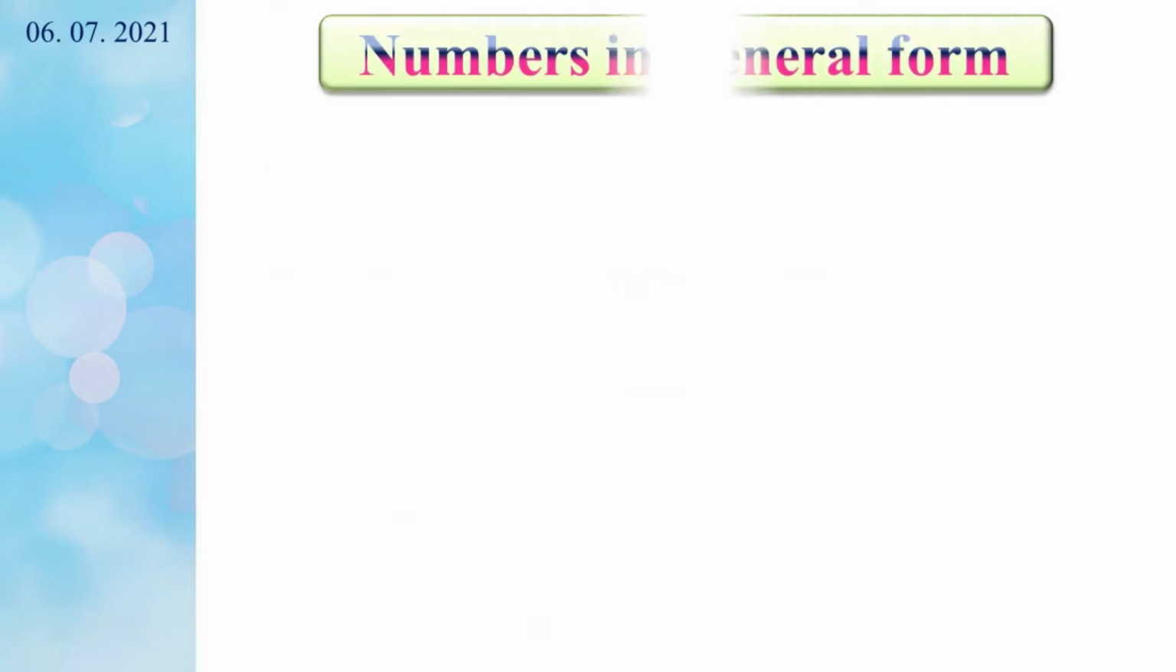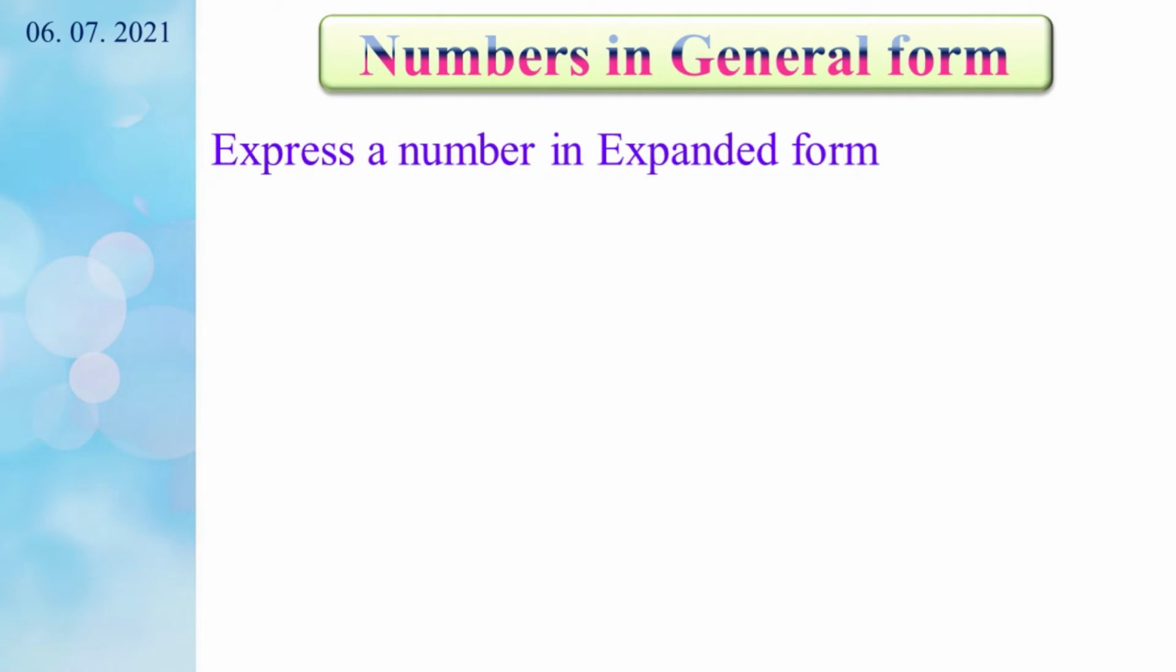Now let us learn numbers in general form. We know how to express a number in expanded form. In the previous classes we have read about the place value of a digit in a number. We have also learned how we express a number in expanded form. A number is said to be in generalized form if it is expressed as the sum of the products of its digits with their respective place values.